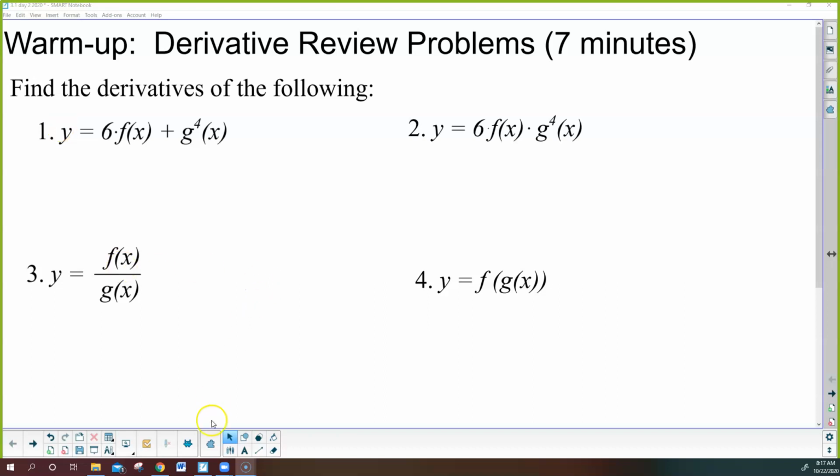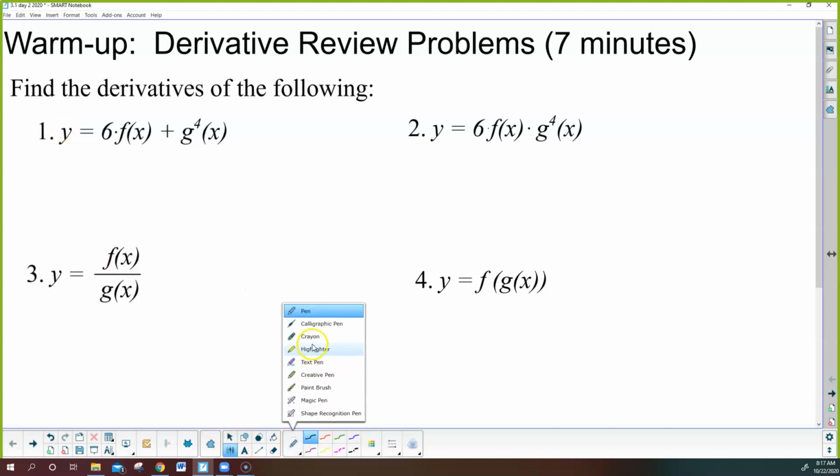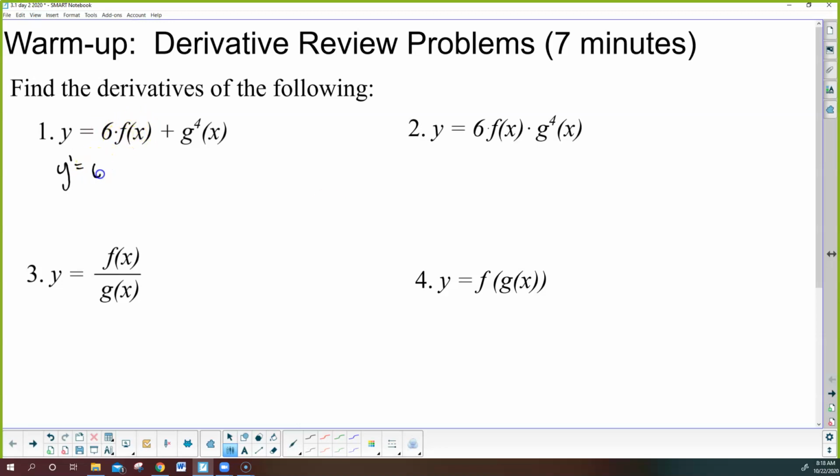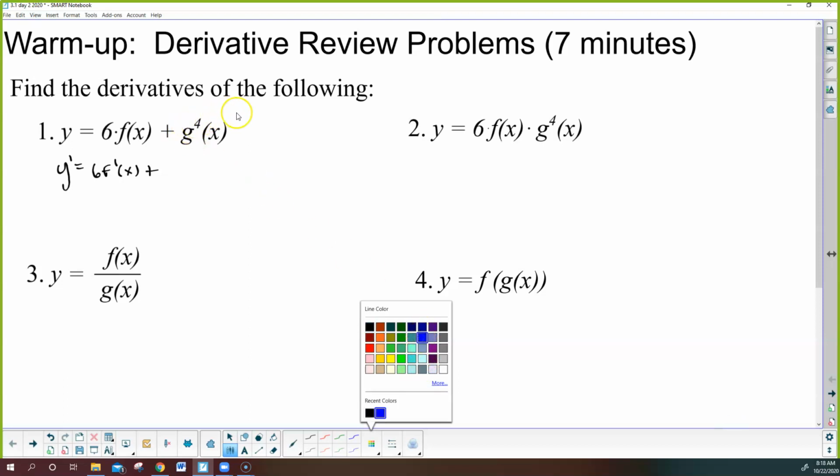Okay, so we're looking at evaluating the derivatives with function notation. And all I'm going to do is just use proper notation here. So I'm going to take the derivative of y. Well, this first part is just 6 times a function. So we're going to take the 6 as a multiplier, and then we're going to write the derivative of f. So nothing crazy there. The next one, though, has a function to the 4th power.